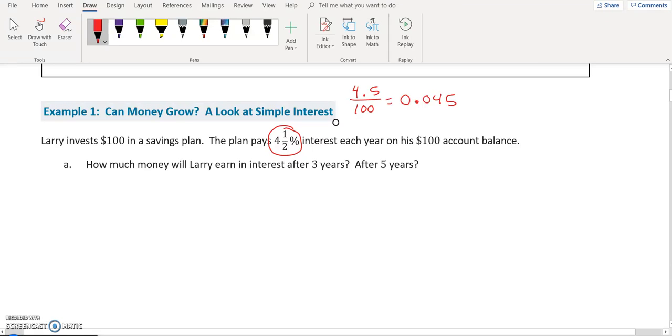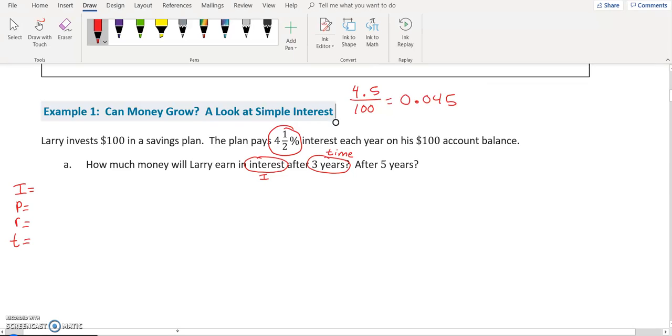Interest each year on his $100 account balance. So our first question says, how much money will Larry earn in interest? Okay, so we're looking for interest. So that was our I. After 3 years. So that is our time, our T. And then the second part of it says after 5 years. So let's just do 3 years first. Okay, so let's label. What are we looking for? We're looking for I, P, R, and T. Interest, principal, rate, time.